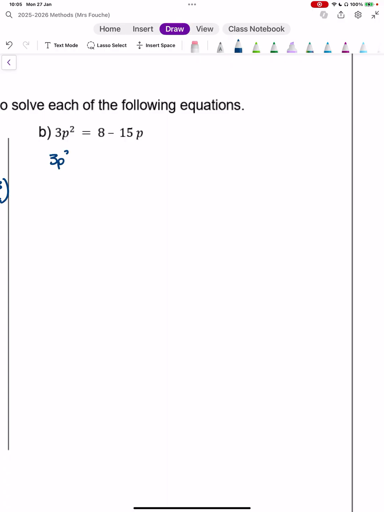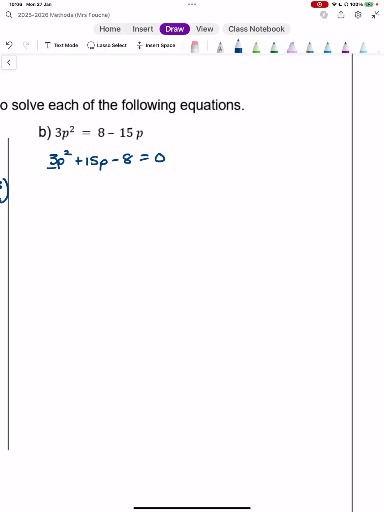So 3p squared plus 15p minus 8 equals 0. And what you're going to notice is I've got a 3 in front of the p squared instead of a 1. We cannot complete the square if our equation is in this format. We need to get rid of the 3. Sometimes we can say we're trying to get p squared naked. Okay, we only want to have a 1 in front of the p squared.